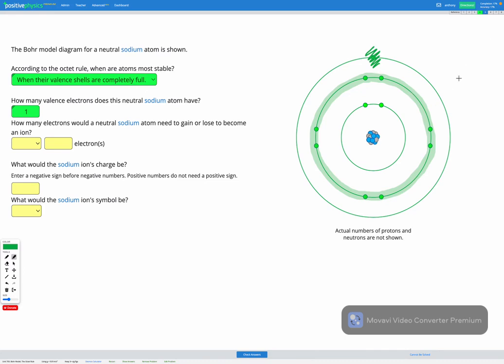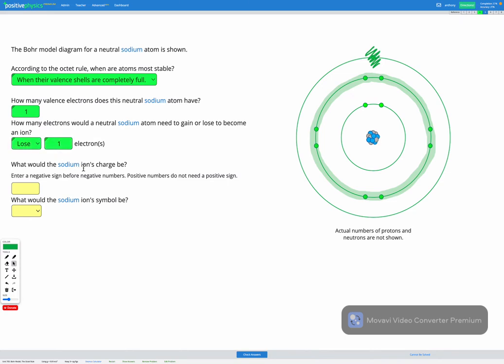So when we've got less than 4 electrons in our valence shell, the easiest way to form the ion is to lose those electrons and remove that shell. So the energy level beneath that, which here is the 2nd one, will become our valence shell. So in this one, how many electrons would it need to gain or lose to become an ion? It would need to lose just 1 electron.